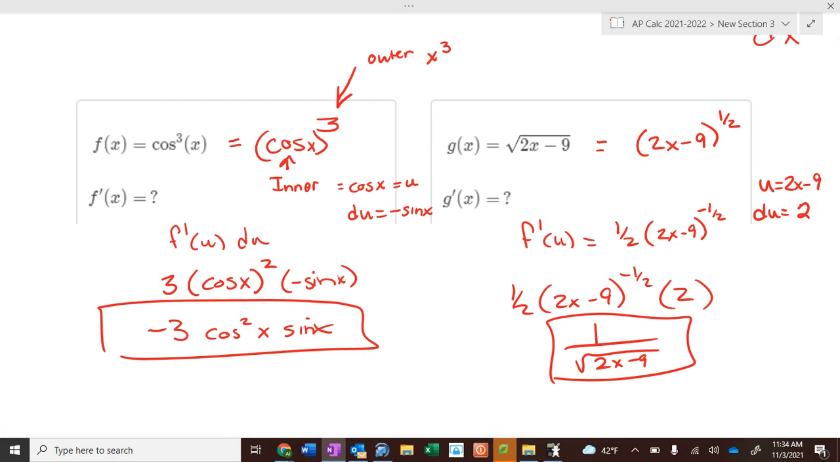Now, will they always do that? No, sometimes they will multiply top and bottom by the square root of 2x minus 9 and get the square root of 2x minus 9 over 2x minus 9. That's not that hard. Okay. So, are we all right with this? This is the beginning of the chain rule. Can you get what we're doing so far? Okay. All right.